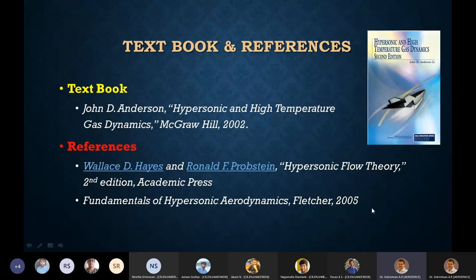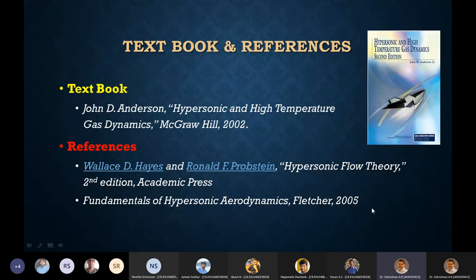You don't have too many books, actually, in hypersonic flow, being a somewhat focused domain, unlike a general domain. But then there are several reading materials, and I will also be making use of journal articles, papers, etc. in the course, while covering the topics of the course.